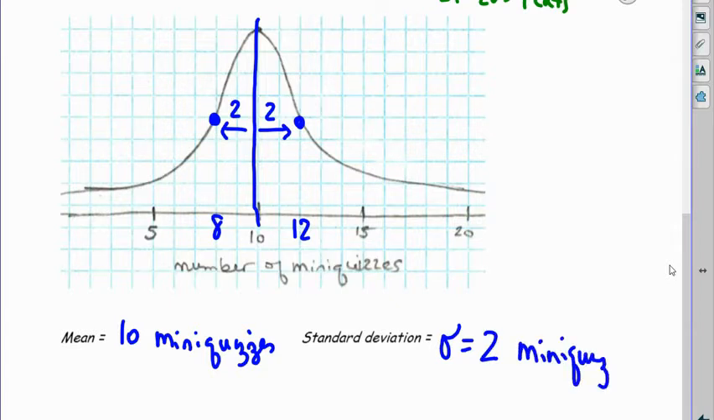So you wouldn't be surprised if you saw 12 mini quizzes. And in fact, you wouldn't be surprised if you saw 14 mini quizzes, because that would be within 2 standard deviations of your mean. And we would expect 68% of the data would come between 8 and 12, but between 14 and 6, you'd expect 95% of the data.